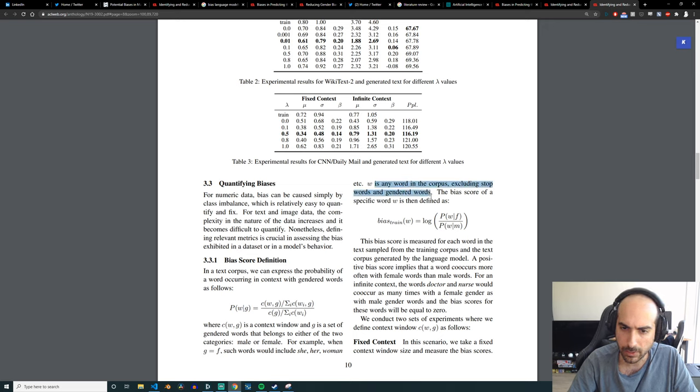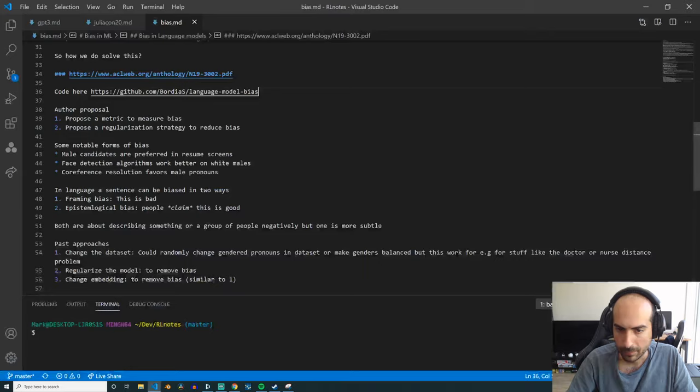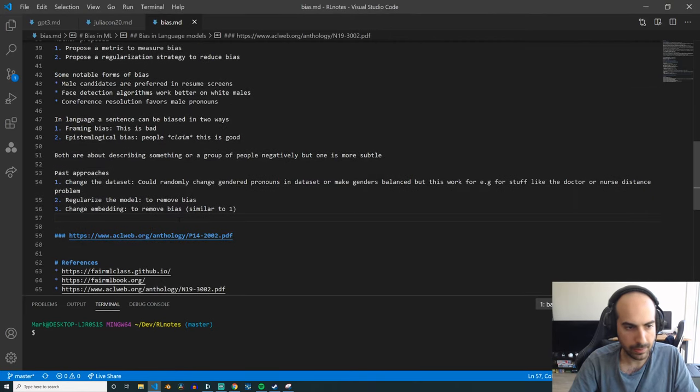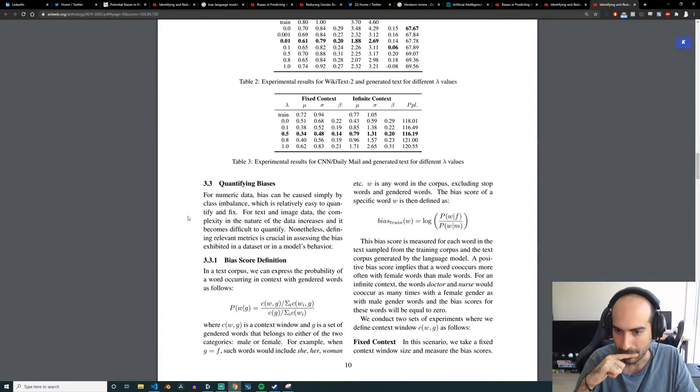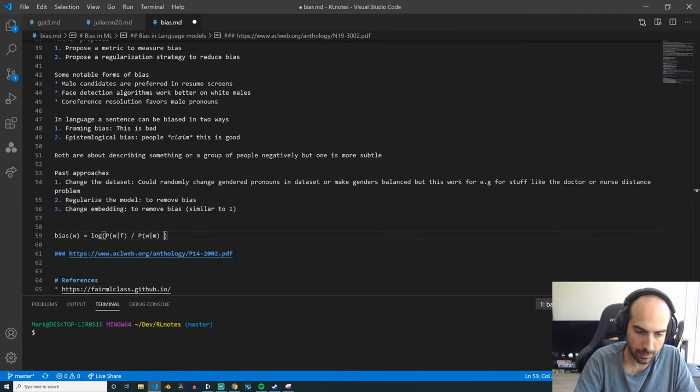So the bias score of a specific word is then defined as the log of the probability of the word given it's female. Oh, I see, okay. This is pretty straightforward, I think. The bias of a word is equal to the log of the probability of the word given that it's female, divided by the probability of the word given that it's male. This bias score is measured for each word in the text sample. A positive bias score implies that the word co-occurs more often with female words. So basically, the goal is to make this zero.